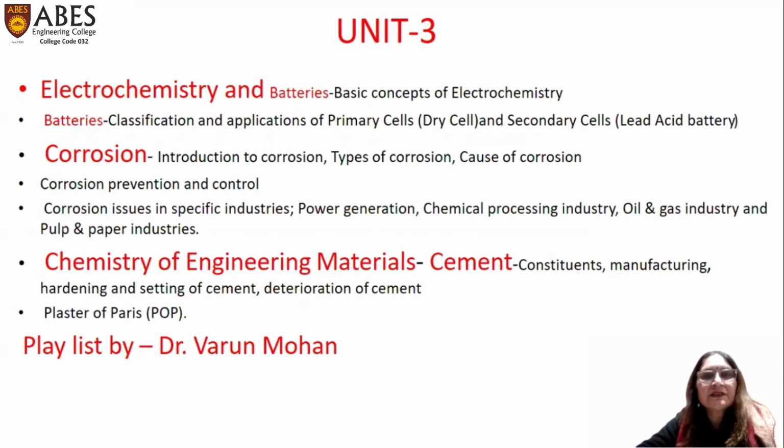And the next unit is unit 3, electrochemistry and batteries. Electrochemistry is a physical branch of chemistry. In this unit, we will cover cells, galvanic cells, the Nernst equation, and batteries, a combination of cells that is called a battery. How many types of battery? Two types of battery: one is primary and the other is secondary battery.